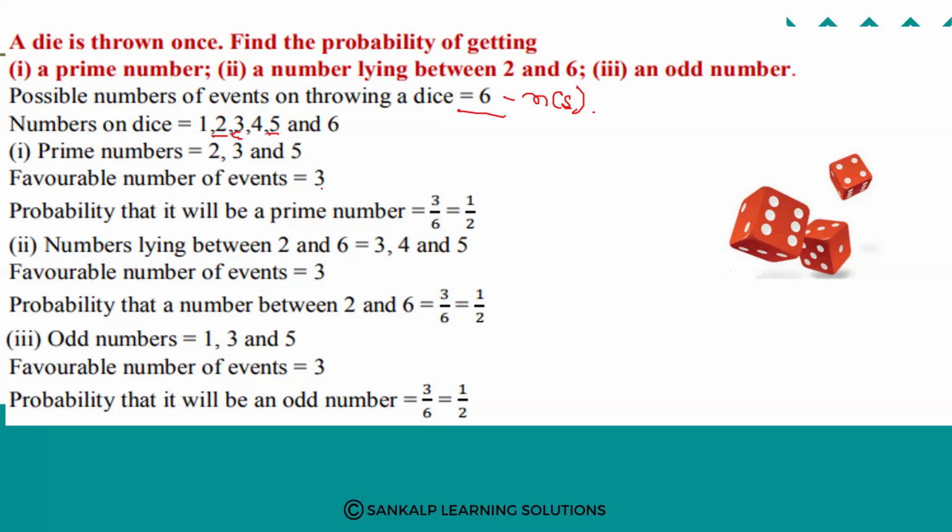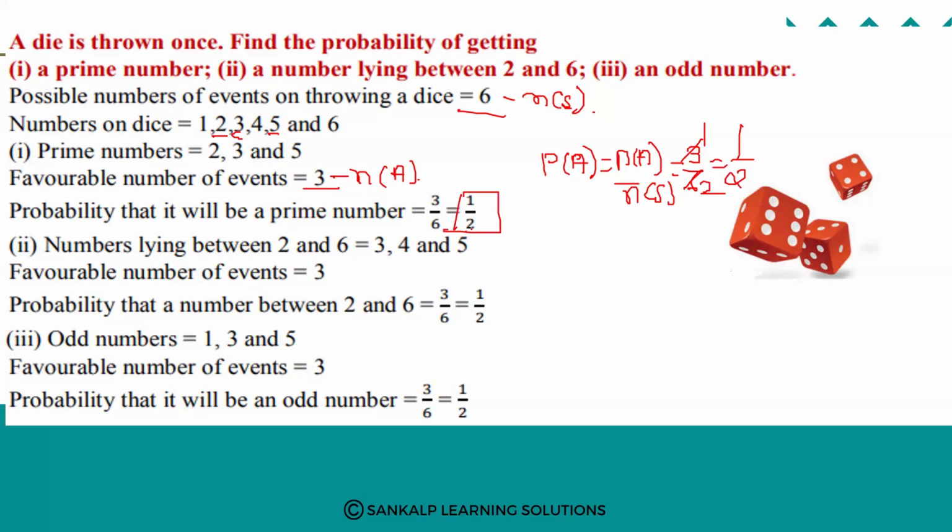So the number of favorable events is 3, which I will take as n of A. The probability that it will be a prime number is P of A equals n of A divided by n of S. So n of A is 3, divided by 6. 3 ones are 3, 3 twos are 6. That means 1 divided by 2 is the probability of getting a prime number.